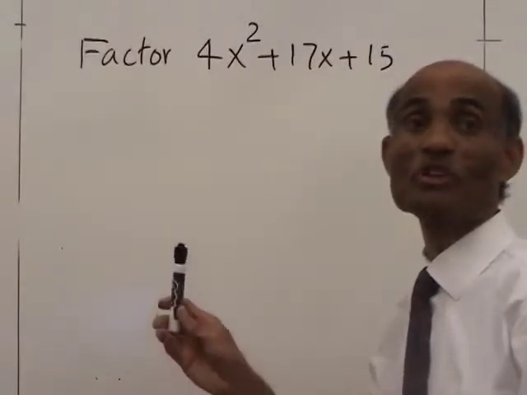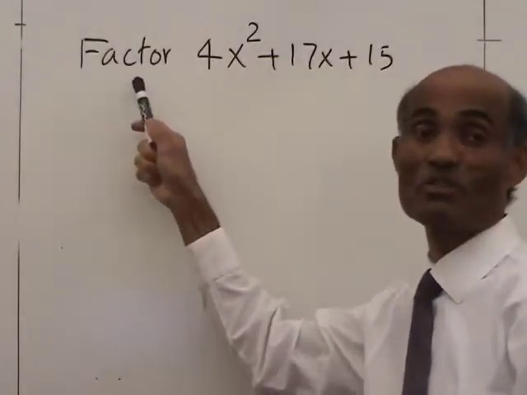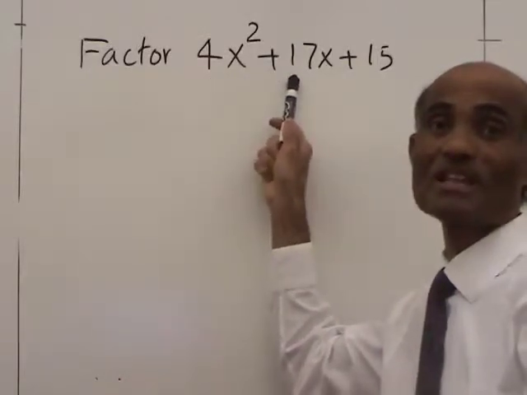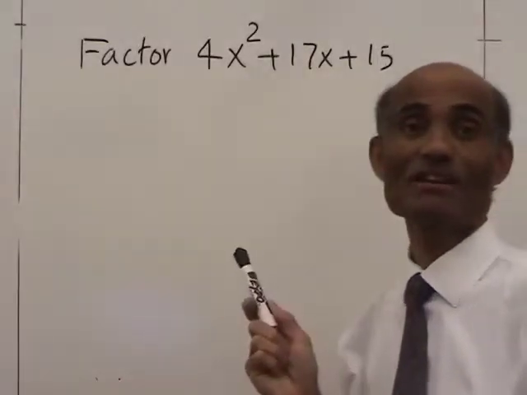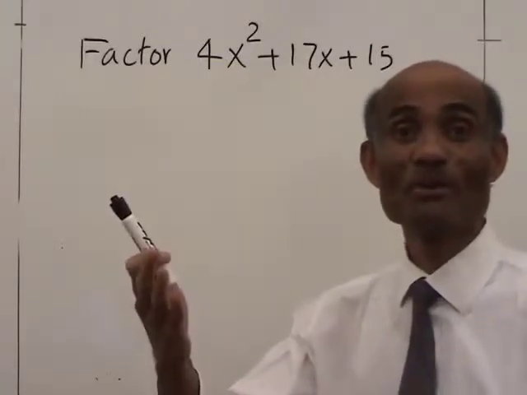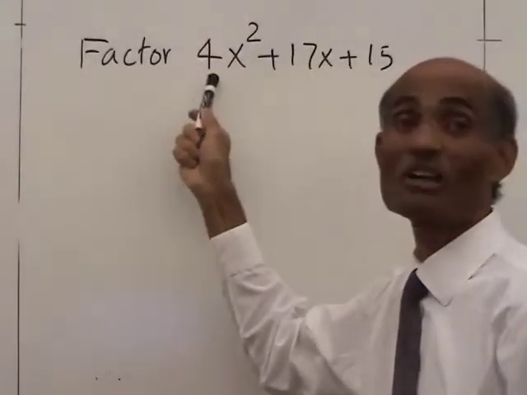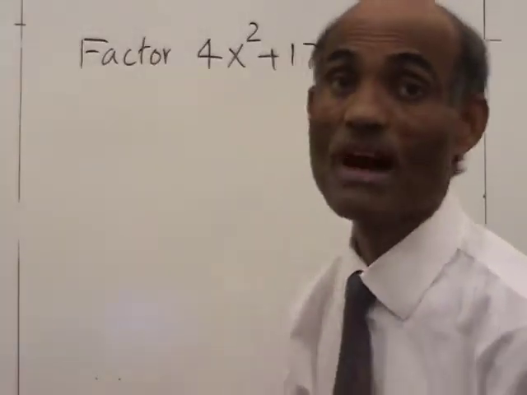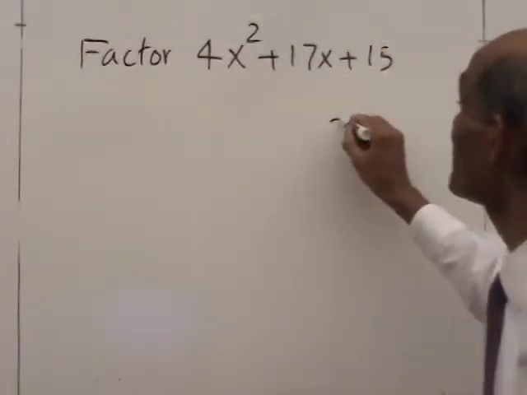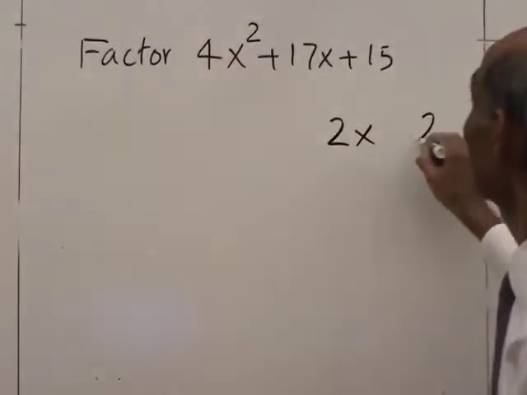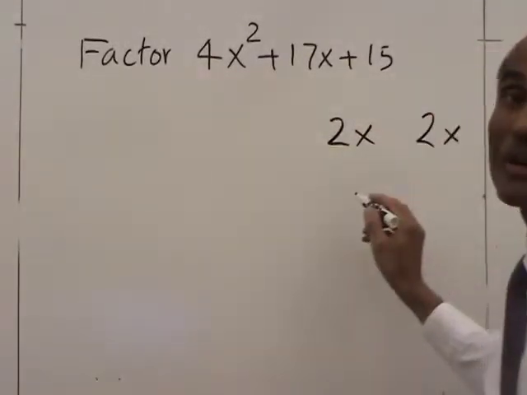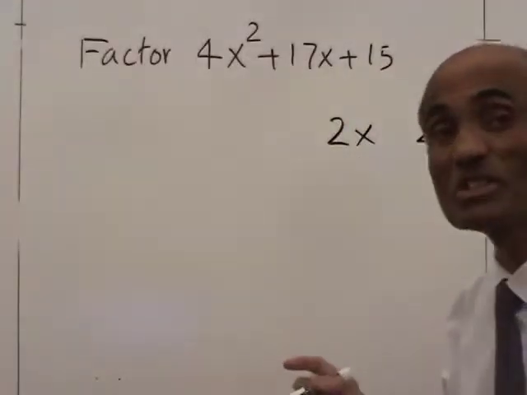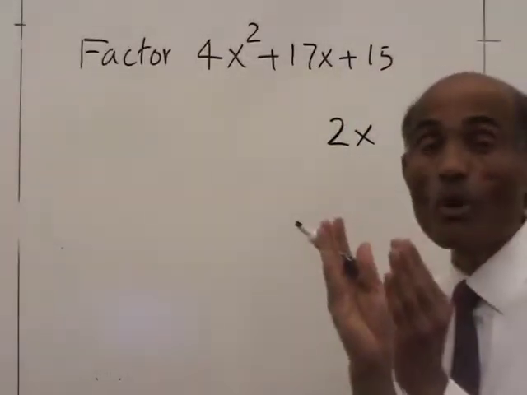The next question is a factoring question. Factor 4x squared plus 17x plus 15. This is a trinomial. So we first factor the first term. 4x squared can be factored as 2x times 2x. You know how to write them side by side. And 15, remember we need to get 17 in the middle.